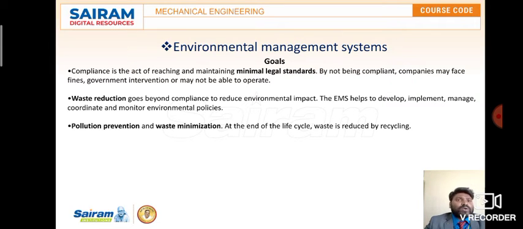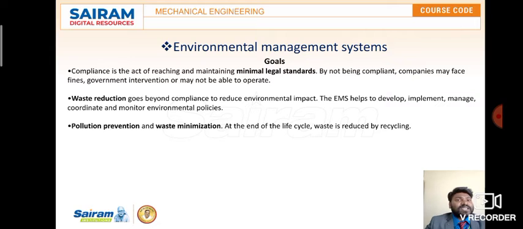Now our environmental management system goal is how to prevent it, and the focus is how to reduce it by recycling. Recycling is one of the best methods we can introduce to reduce the waste contribution. All the things should not be dumped; instead, how to recycle it and how to make it a useful product. So these are the goals.